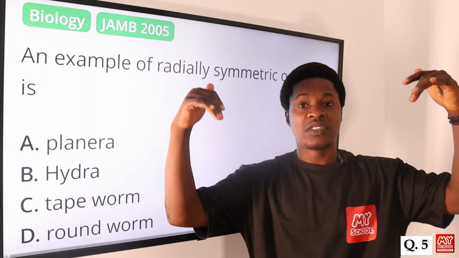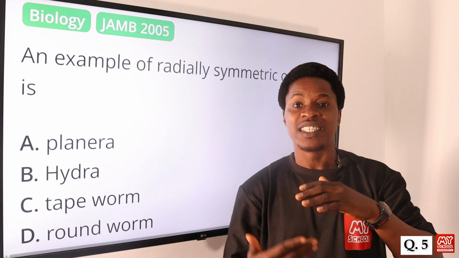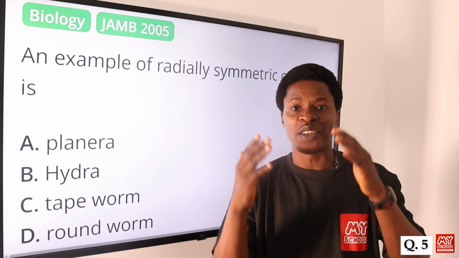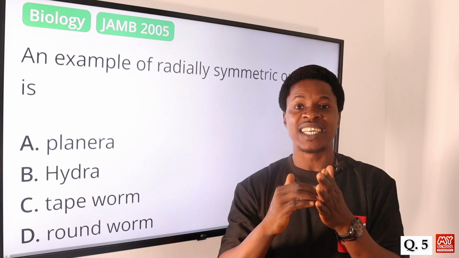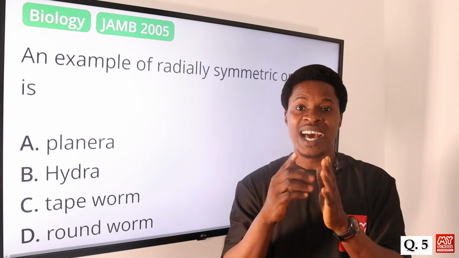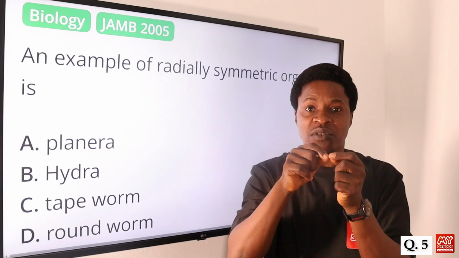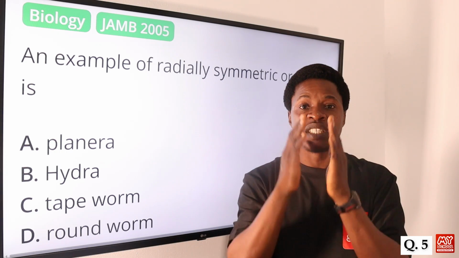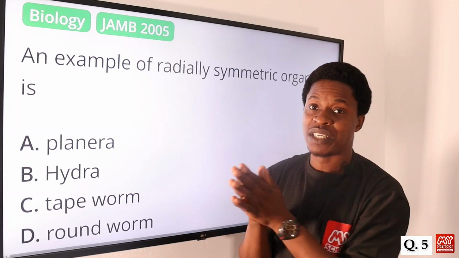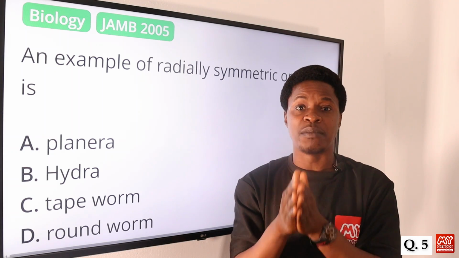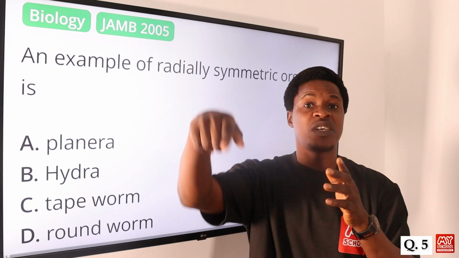Hydra, we know, has tentacles, it has the mouth part, and it has the basal foot. Because of the features it has, you can divide the Hydra into two equal halves around any axis passing through the central axis. From whichever part you try to cut it, it will give you two equal halves. That's why we refer to it as radially symmetrical. You can look at radial symmetry as the spokes of a wheel, like the wheel of a bicycle.